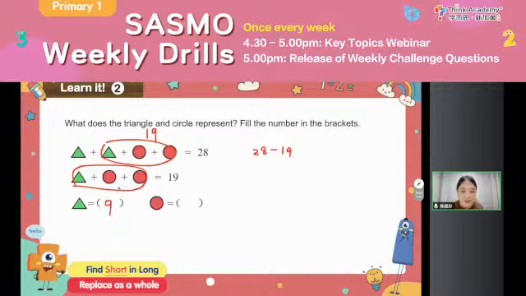And then if we know all the triangles in this question are 9, we label all the triangles with 9, then we know the circle will be how many? Probably we can see the second equation here. If we know the second equation, 9 plus 2 circles equals 19, then we know 2 circles equals 10, right? So 1 circle equals 5.